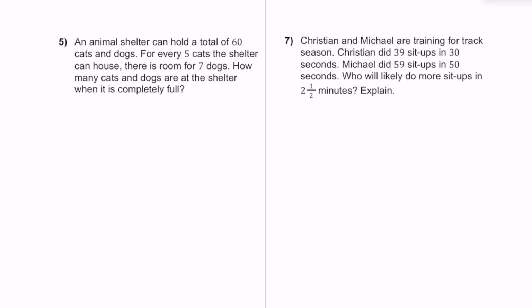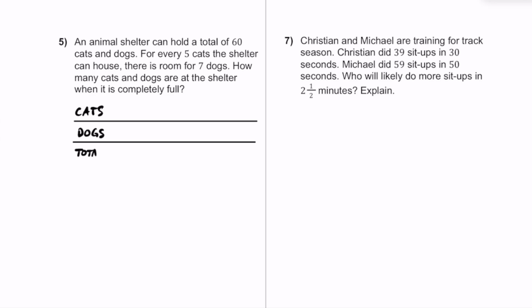Okay, so let's go ahead and set up a table. We have a couple animals here. We have cats, I'm going to make a row for cats here. We have dogs, make a row for dogs. But it does say it can house a total of 60, so I think we're going to benefit from having another column here for the total. Okay, so we know that we can have 5 cats for every 7 dogs. But that's a total of 12 animals, right? We're looking for specifically a total of 60 animals. So I think it's good to set up 3 rows here.